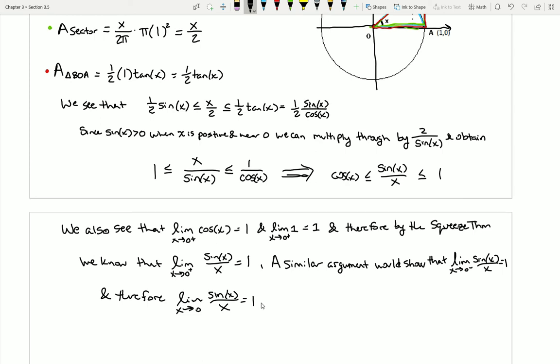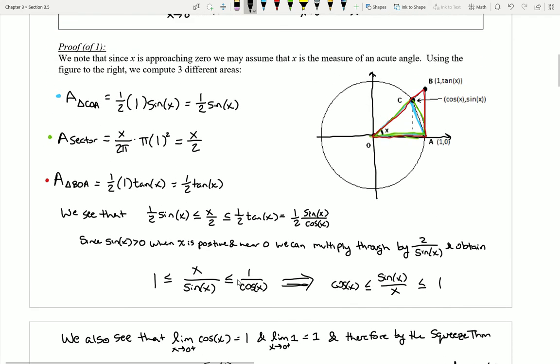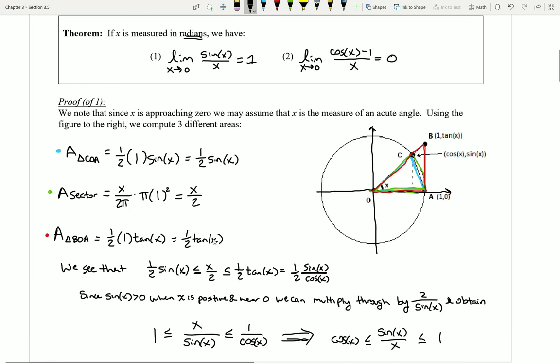So this is great. This actually confirms that first limit that we had in the box above. And that's a lot of work to get there. If this feels a bit overwhelming and intimidating, it probably should, because this is a pretty complicated argument. But hopefully you can see that we have reached the conclusion that shows us why this first limit is indeed 1.